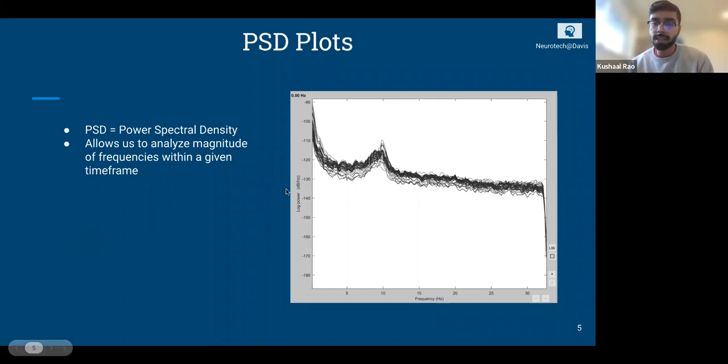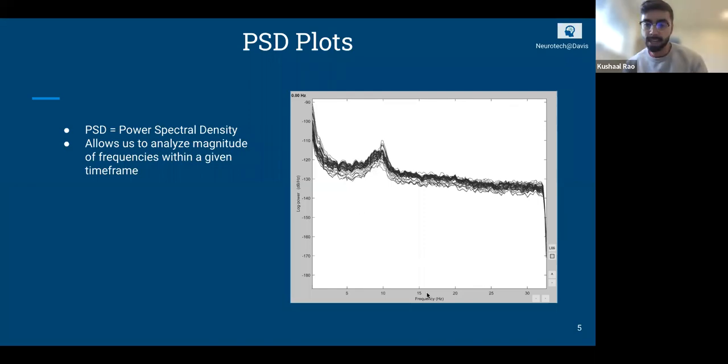Each individual line that you see in this graph corresponds to an electrode on the subject's scalp. So each line is one individual electrode, and oftentimes when you collect EEG data, you use 32 electrodes or 64 electrodes. So it looks like we could easily have 64 individual lines, meaning 64 electrodes.